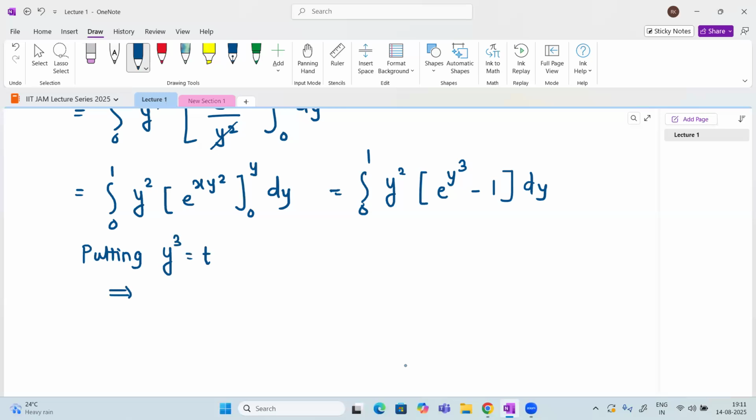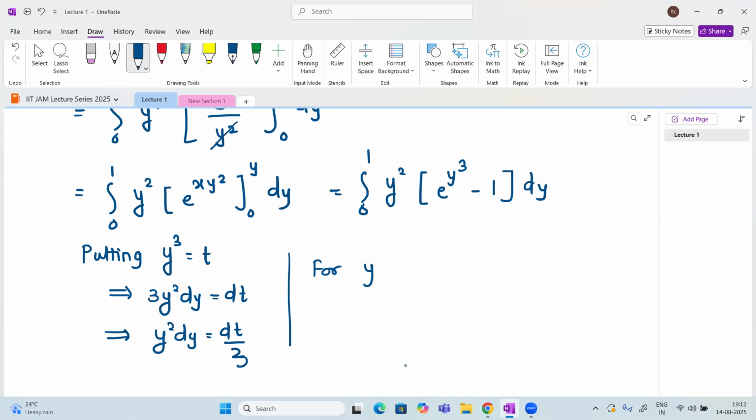So the first task is to take its derivative. What will be the derivative? 3y square dy is equal to dt. That means y square dy is dt by 3. My mistake. Now think about the limits, 0 and 1.